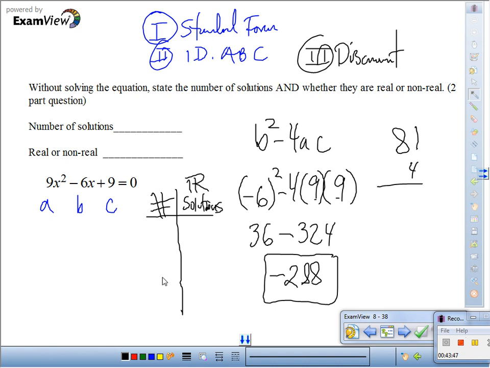What does the table say? Number that we end up with and the real solutions that we should have. So if we end up with a positive number, we should have 2 real solutions. If we end up with 0, we should be at 1 real solution. If we end up with a negative number, what does that tell you? No real solutions. So look at the number that we ended up with, negative 288. Therefore, number of solutions? No real solutions.